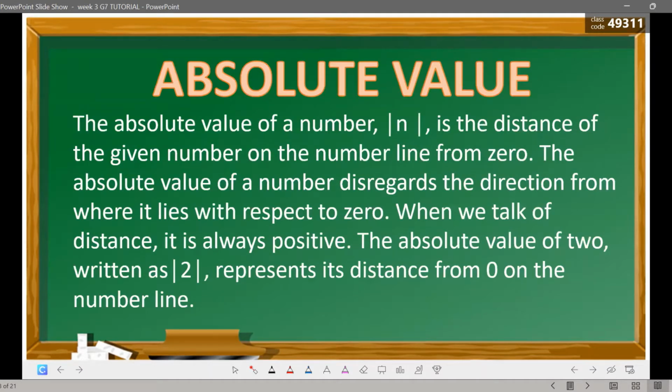Absolute value. The absolute value of a number is denoted by this symbol of absolute value. Absolute value of n is the distance of the given number on the number line from 0. The absolute value of a number disregards the direction from where it lies with respect to 0. When we talk of distance, it is always positive. The absolute value of 2, written as this symbol, represents its distance from 0 on the number line.